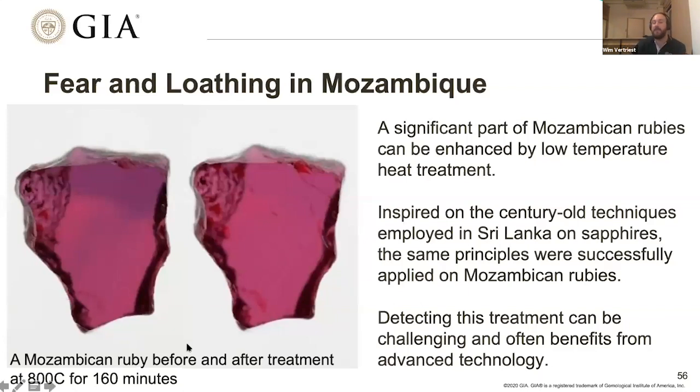This is a stone from an experiment that we did in the lab at GIA in Bangkok, where we heat treated this stone at 800 degrees Celsius, which is not extremely high for rubies, for only 160 minutes. So a very short period as well. And it has such a huge effect already. Because it is done at such low temperatures, it makes it very challenging to detect. A lot of these rubies are already very clean, so there's not a lot of things to go on. So you often need to rely on advanced technology, and even then, the results are not always very clear.